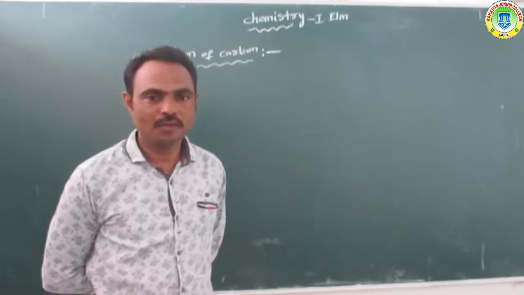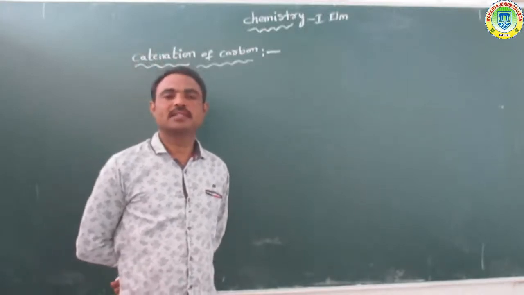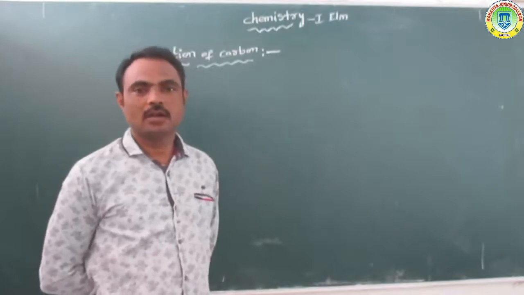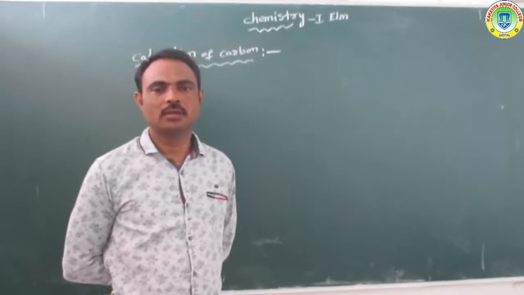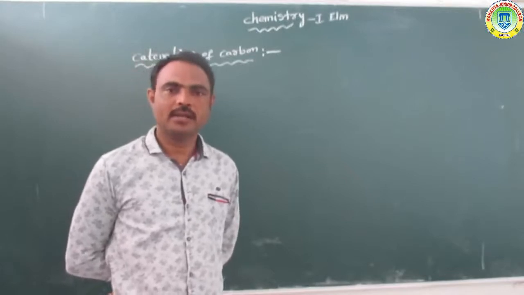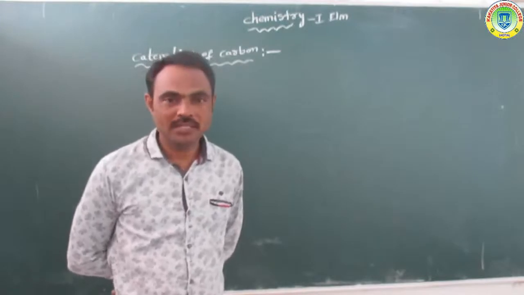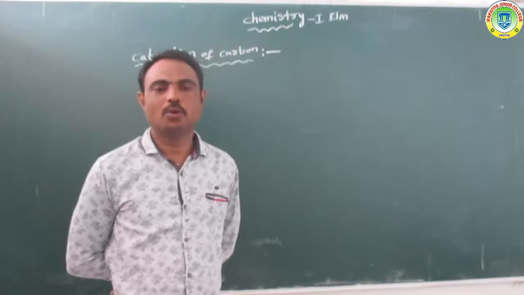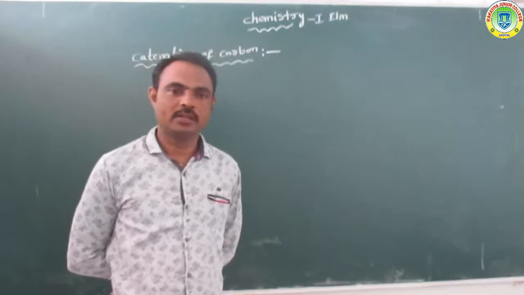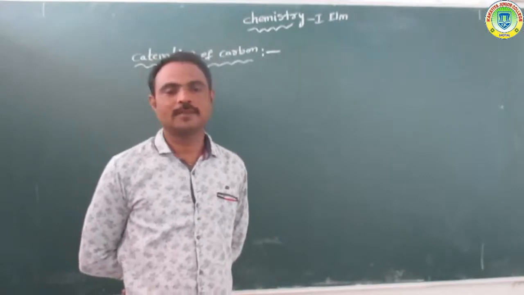Last class we discussed the chemical properties of 14th group elements. These 14th group elements react with oxygen, water molecules, hydrogen and halogens also. Halogens means fluorine, chlorine, bromine, iodine. These four elements are called halogens.